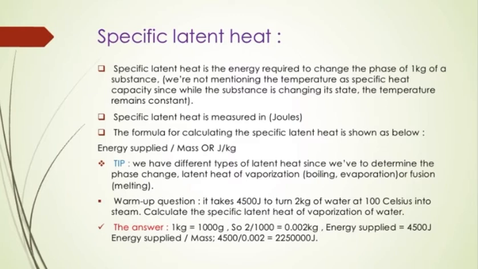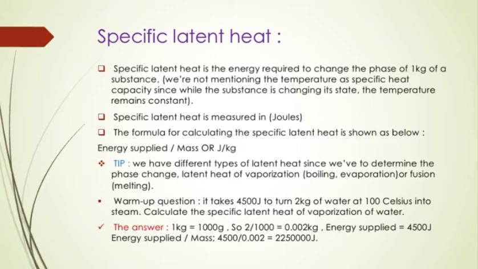So guys, we know that the mass says 2 grams, so we have to convert it into SI units. So in that case, we are going to divide it by 1,000 to get its kilogram, which in this case is 0.002 kilogram. And also the energy supplied is already in SI units, so we are going to write the same thing, 4,500 joules.